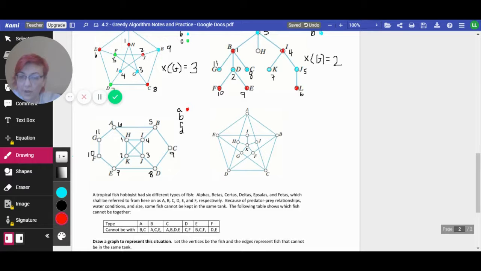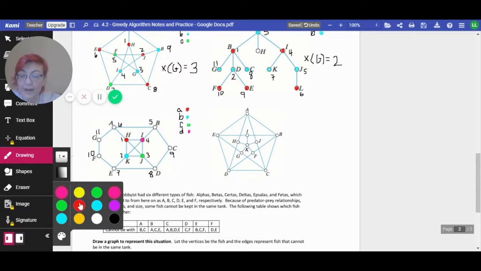and 1 is A. Color B is going to be blue, and so 2 is B. Vertex 3 touches A and B, so we'll make that color C, which is green. Vertex 4 touches A, B, and C, so we're going to make that color D, which is pink.